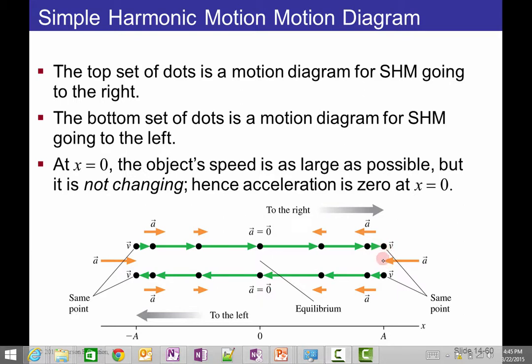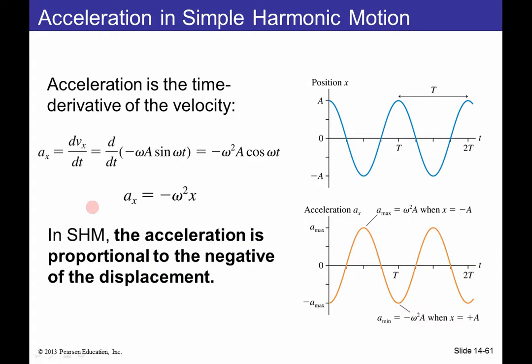When the mass is at the maximum amplitude, at the maximum position A, then the acceleration points the other way and is maximum. And when the particle is at minus A, then the acceleration points in the positive direction and is maximum too. So we can see why this is by looking at the derivative.